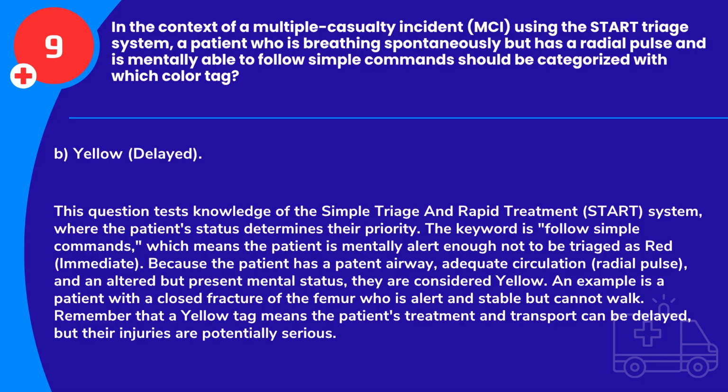Because the patient has a patent airway, adequate circulation, radial pulse, and an altered but present mental status, they are considered yellow. An example is a patient with a closed fracture of the femur who is alert and stable but cannot walk. Remember that a yellow tag means the patient's treatment and transport can be delayed, but their injuries are potentially serious.